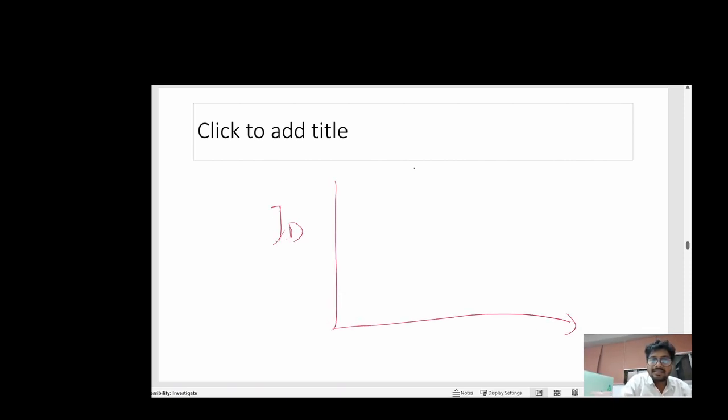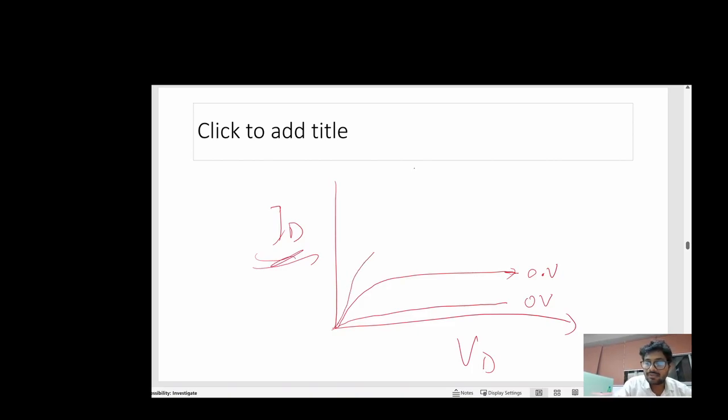So this is ID, this is VD, the drain voltage. With the drain voltage, we are sweeping the gate voltage and measuring the currents. At zero gate voltage, the current will be very less. If you increase the gate voltage, let us say to 0.1 volt, this will be the drain current.